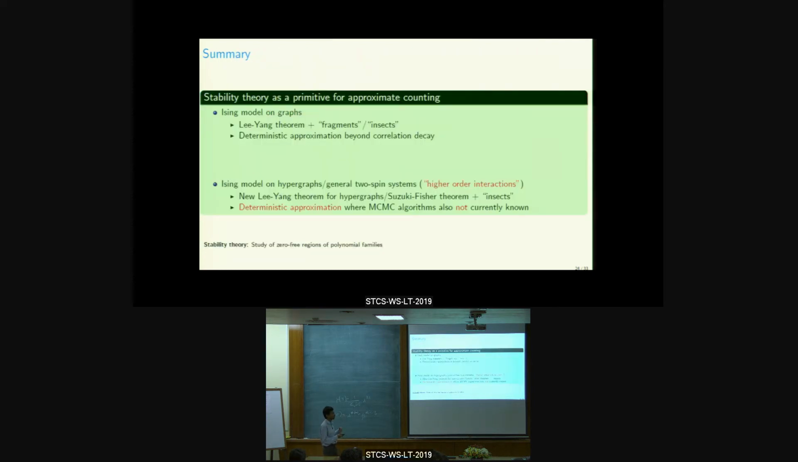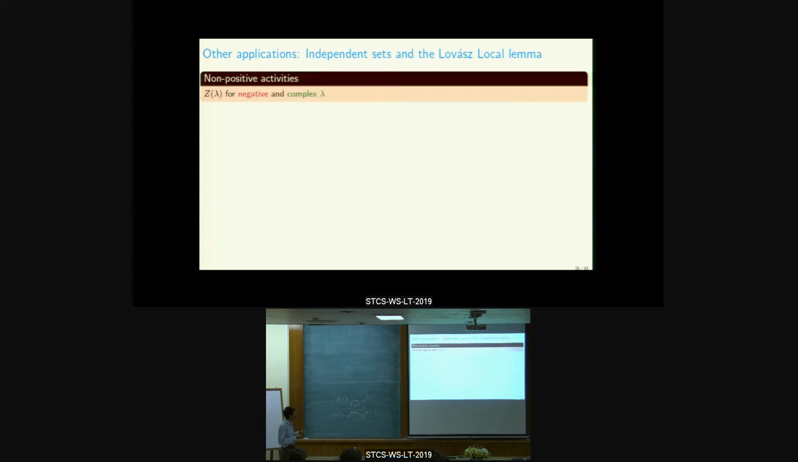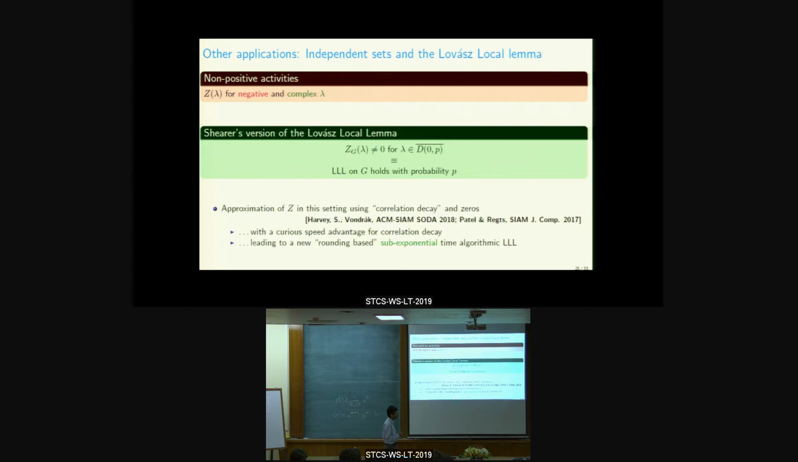But let me also mention a few other applications of these kinds of approaches. I talked about the independent set model earlier, and so far we are only interested in positive lambda, positive beta, and so on. But in the independent set polynomial, it turns out that even the negative case, so putting in a complex or negative lambda, is also interesting, because of its connection to something called the Lovász local lemma.